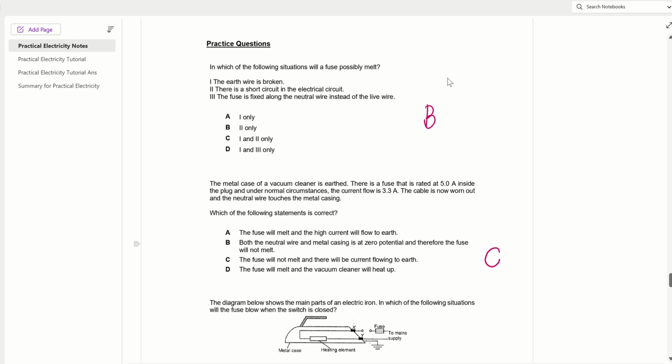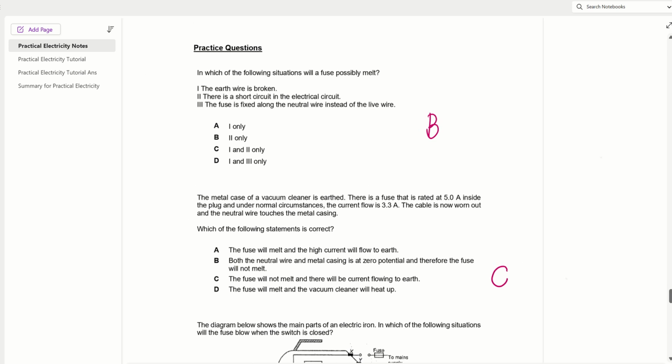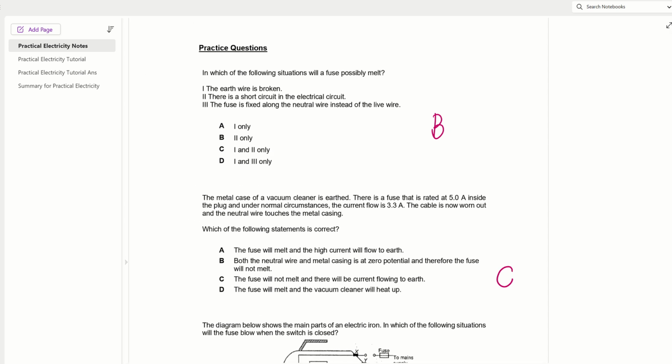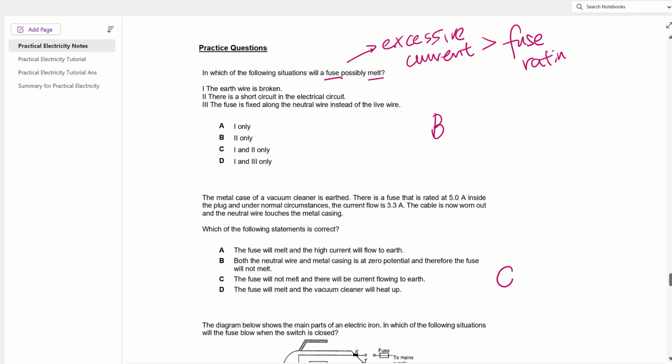Okay, for this video, we'll be going through the answers in your practical electricity notes. Okay, the practice questions. The first one: in which of the following situations will a fuse melt? We know that a fuse melts when there's excessive current, when the current flowing through exceeds the fuse rating. So let's see which conditions will trigger this.